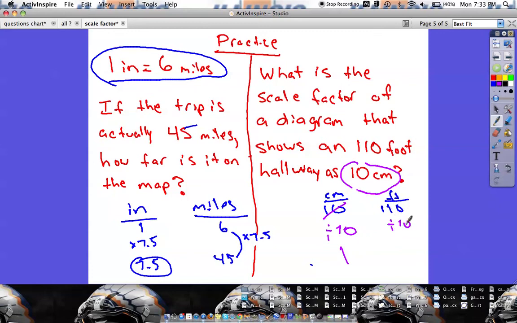And 110 divided by 10, I've got to think that's 11, because 10 times 10 is 100, and another 10 would be 11. So this would be my answer right here. This would be my scale factor. For every 1 centimeter on the chart or graph, or on the diagram in this case, it's going to be 11 feet actually in real life.